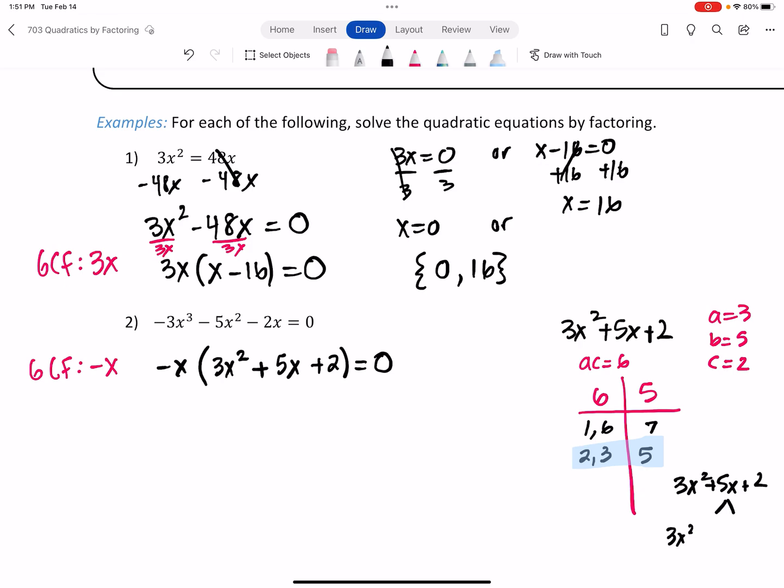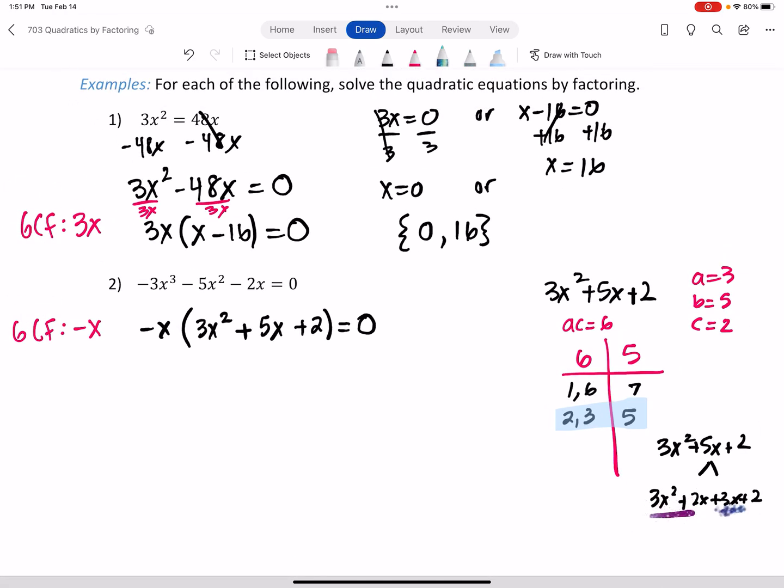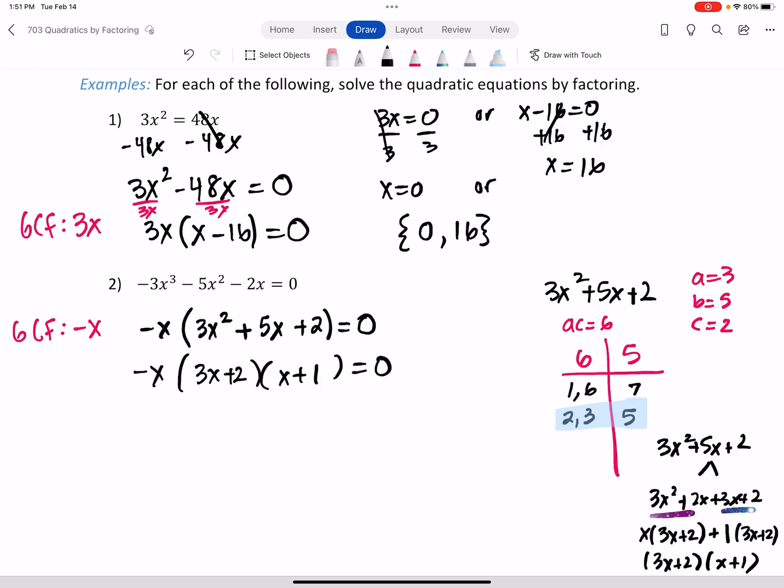So this is going to be 3x squared plus 5x plus 2. I rewrite it as 3x squared plus 2x plus 3x plus 2. I factor by grouping the first term, factor by grouping the second term. The first term has an x in common, which leaves me with a 3x plus 2. The second term has a 1 in common because 3 and 2 don't have anything in common. And that leaves me with 3x plus 2. Take that 3x plus 2 out into the front, and I'm left with x plus 1. So over there, we factored this second half, 3x squared plus 5x plus 2, into 3x plus 2 and x plus 1. Now I use that zero product property.